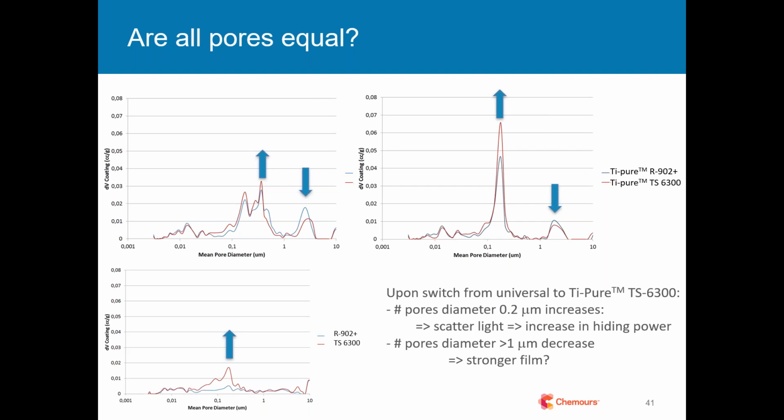Now, with the 902 Plus paint, you see a lot of these large pores. And if you switch to TS6300, these large pores reduce in volume, and they are replaced with pores with smaller diameters. And these smaller diameter pores really can contribute to the hiding power. And therefore, this explains the better performance for TS6300. So there are fewer pores that can absorb dirt, but there are more pores that scatter the light. And that's true for the three systems that we studied with very different extender packages.